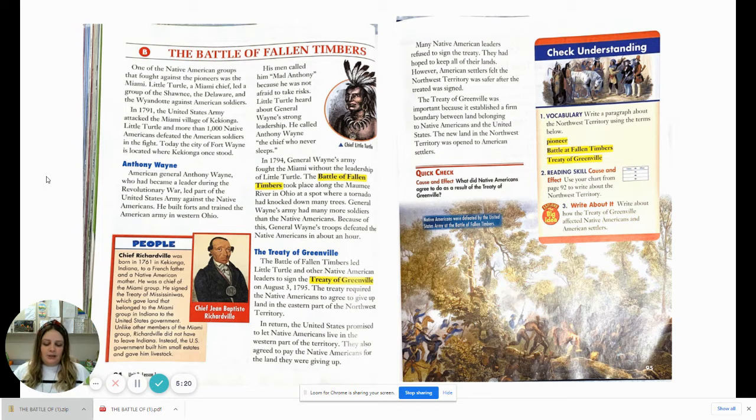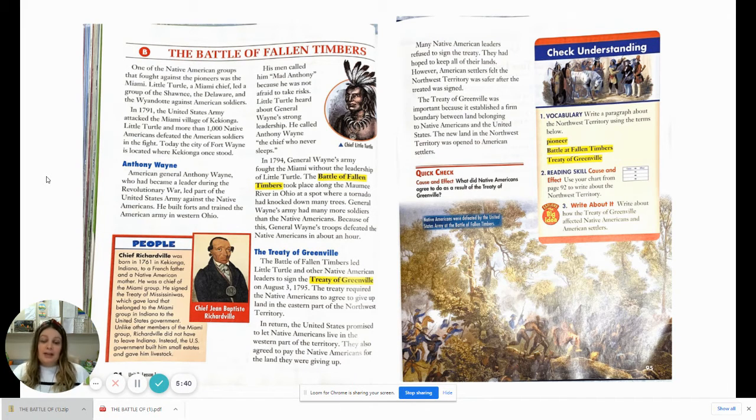Many Native American leaders refused to sign the treaty. They had hoped to keep all of their lands. On the other side, however, American settlers felt better after that and felt that the Northwest Territory was safer after the treaty was signed. The Treaty of Greenville was important.